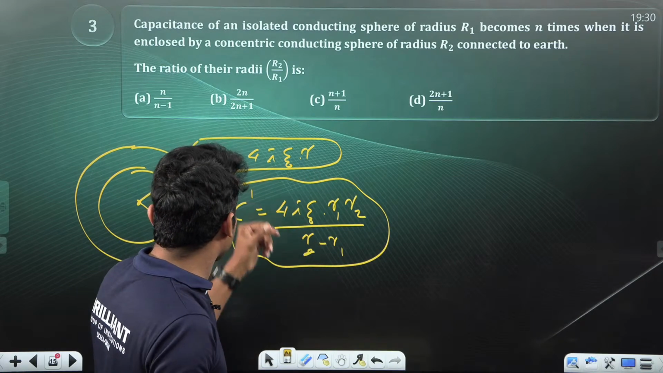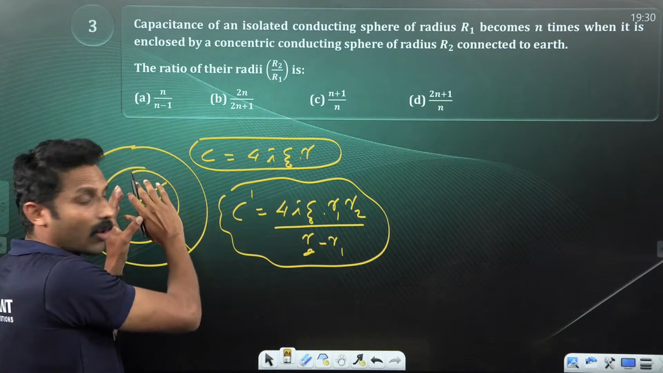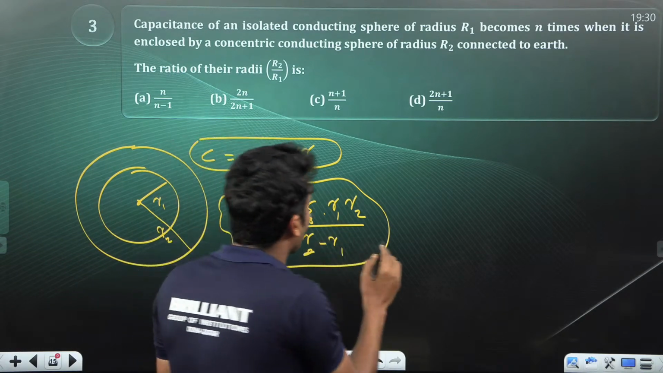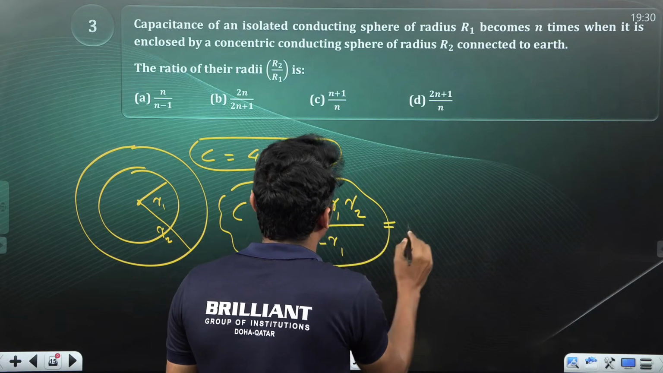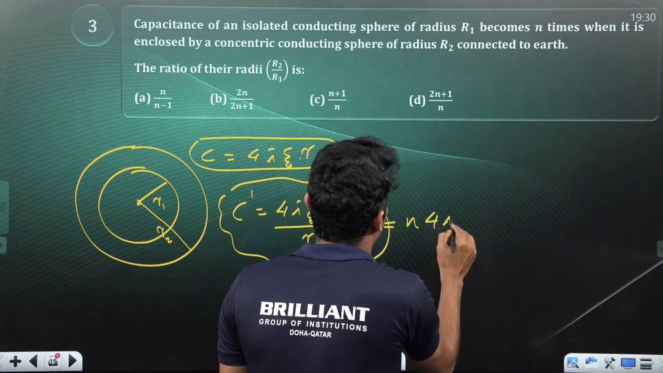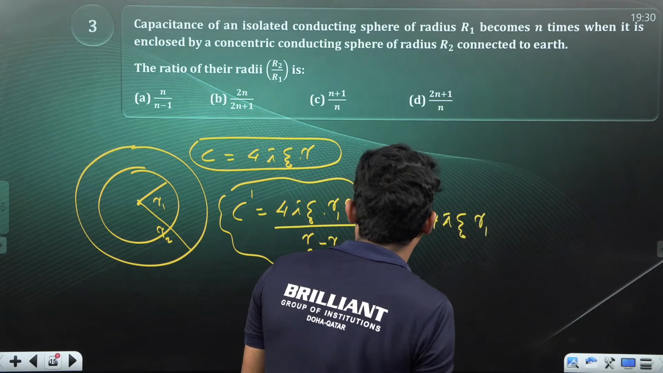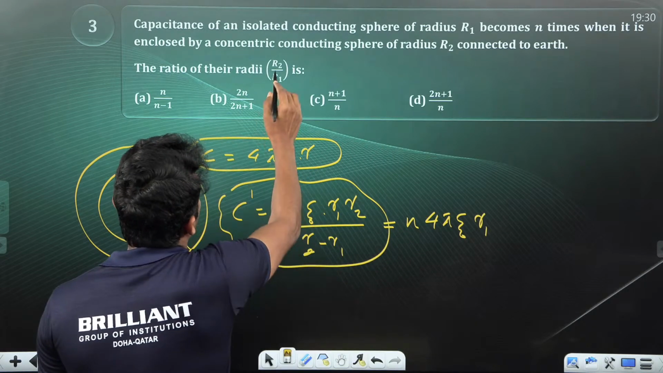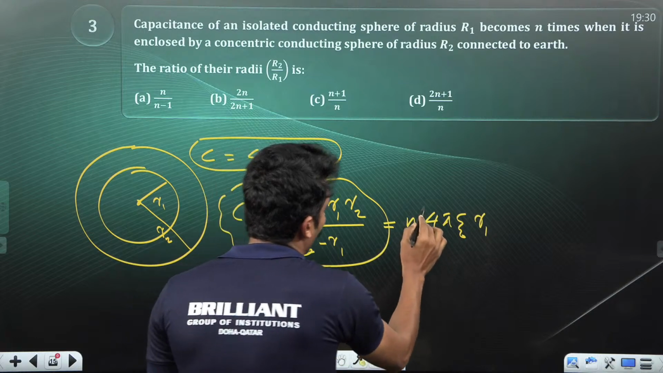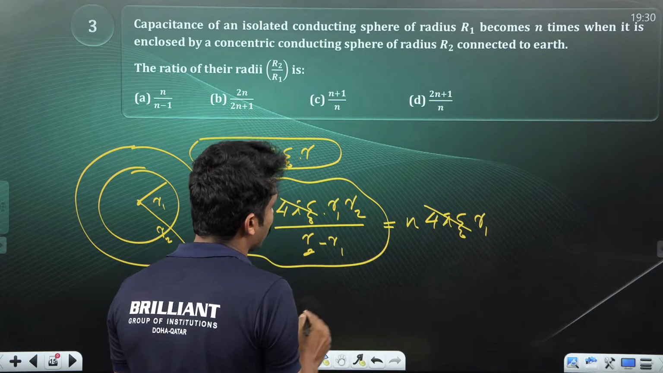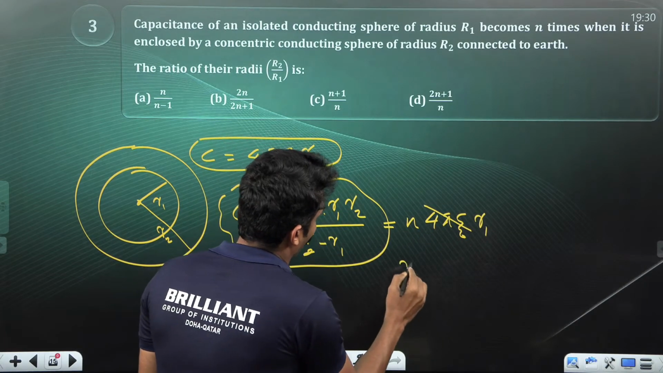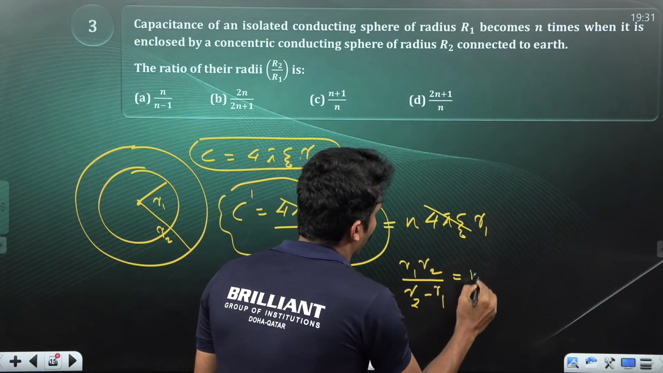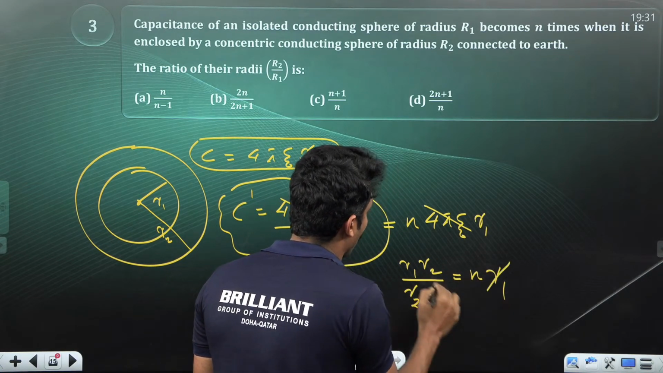Now here the question says that if it is surrounded by this another sphere, the capacitance becomes n times, which means this value is equal to n times the earlier value. N times the earlier value means n into 4 pi epsilon 0 r1. Now 4 pi epsilon 0 is cancelled, and the question asked is r2 divided by r1. We get r1 r2 divided by r2 minus r1, equal to n times r1, and r1 is also cancelled.